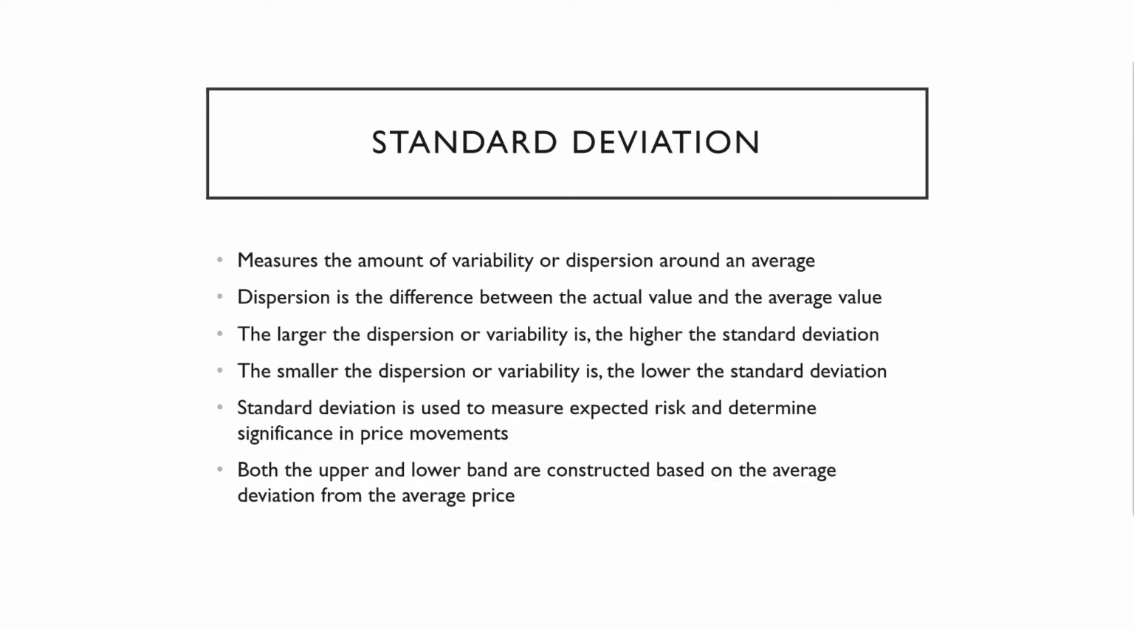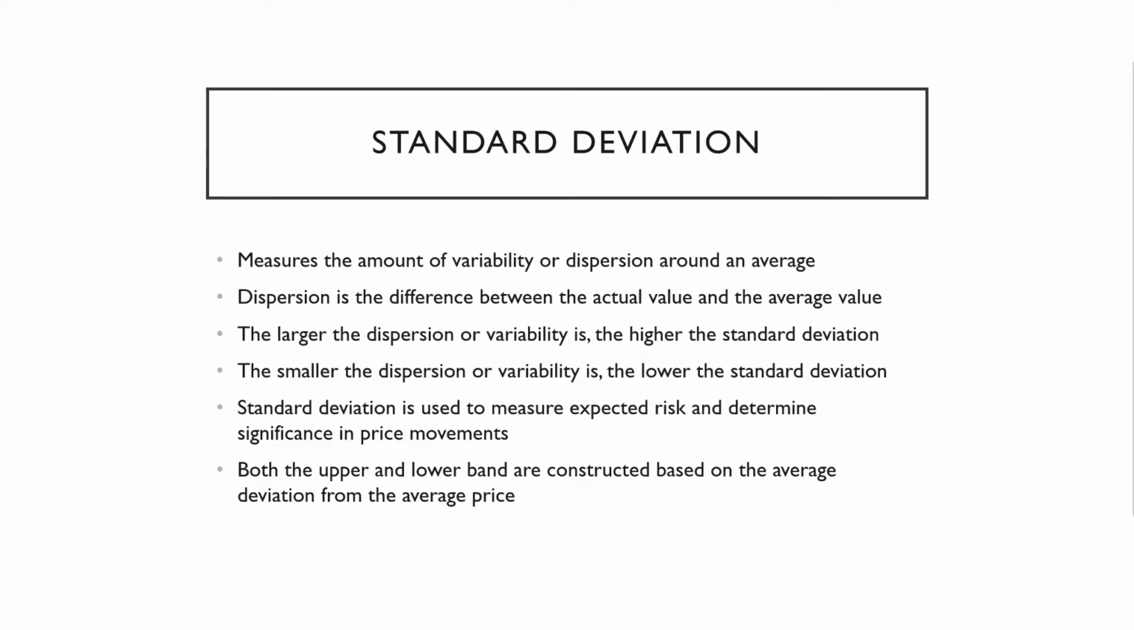Now, standard deviation. We need to understand what standard deviation is, because that is how the upper and lower Bollinger Bands are constructed based off the 20-day simple moving average. The standard deviation measures the amount of variability or dispersion around an average. Dispersion is the difference between the actual value, which would be the actual ticker price of the stock at that time, and the average value, which would be your moving average, your middle Bollinger Band. So the dispersion is the difference between those two.